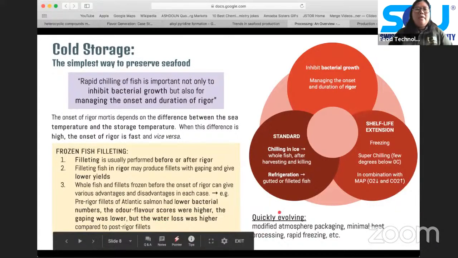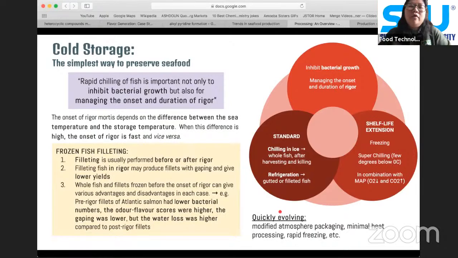In the processing, I will talk about various kinds of processing, but I will only highlight several types. One of them is cold storage. Why? Because this is the simplest way to preserve seafood.